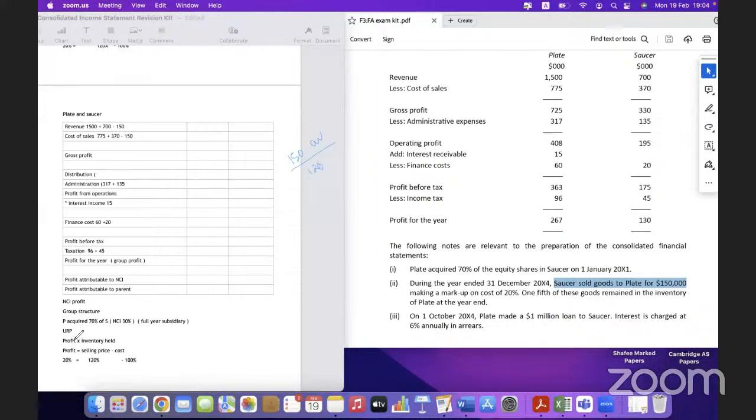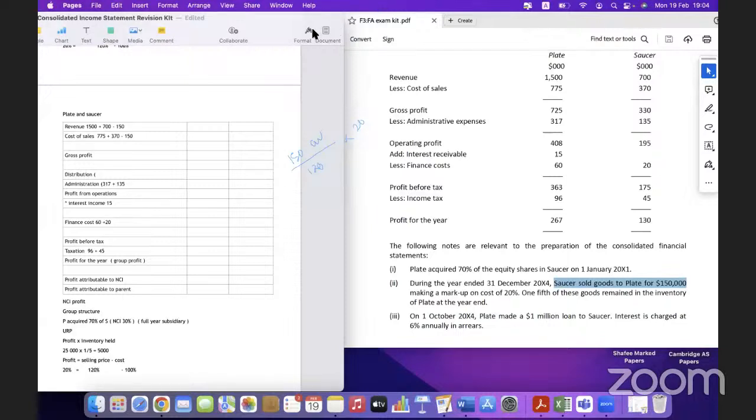I am looking for profit. Profit is 20%. So therefore, guys, multiply this by 20 and see. Then what will be the answer? The answer will be 150 divided by 120, into 20. Answer is 25,000. So 25,000, guys, remember, is the profit. Multiply this by inventory held, 1/5. Multiply by 1/5, answer is 5,000.